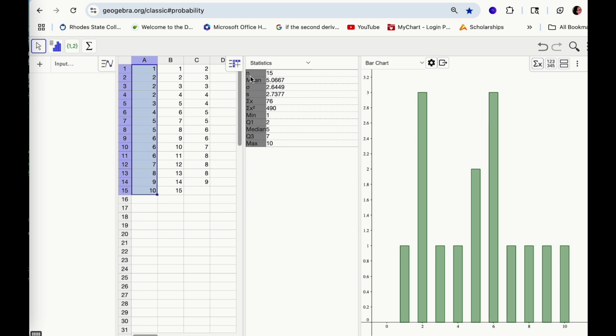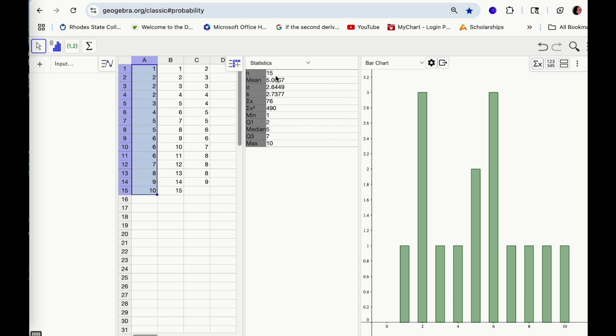We have, for example 1, we have 15 values. And our mean is 5.0667, which we rounded to 5.07 to 2 places. Then if we scroll down a little bit further, you can see in the 5-number summary, we have our 50th percentile, and we have our median is 5.